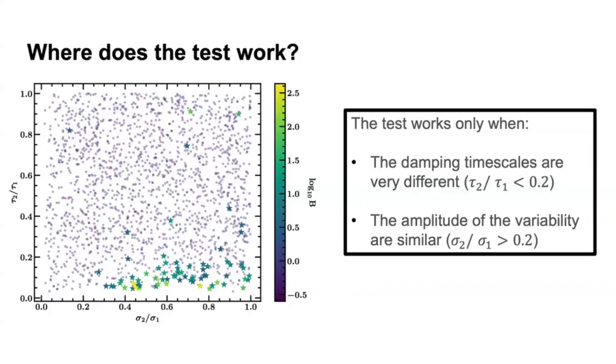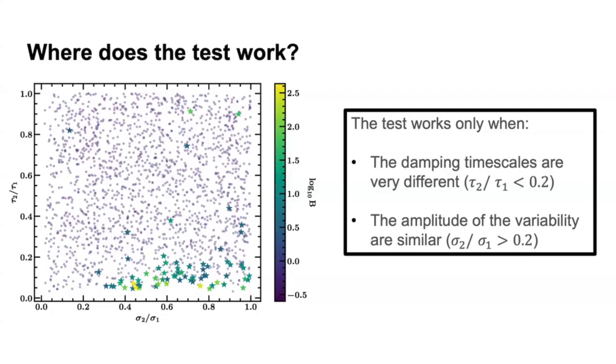So basically, this happens when the damping timescales, so the breaking frequencies where the power spectral density starts to go as frequency to the -2, are very different, with a ratio smaller than 0.2, and where the amplitude of the variability is pretty similar, with a ratio bigger than 0.2.